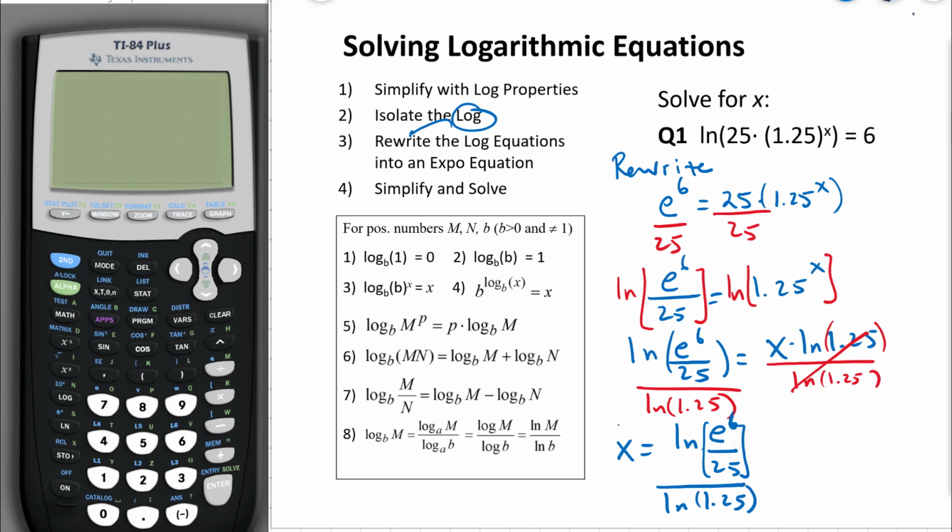I might be able to simplify this a little bit, and now we have to be careful about the log laws. Can I turn this division into subtraction? The answer is no, because we have to be really careful and not invent new logarithm properties. This is a log divided by a log. Rule number 7 is one log with division inside.